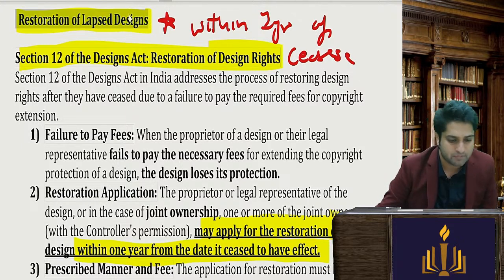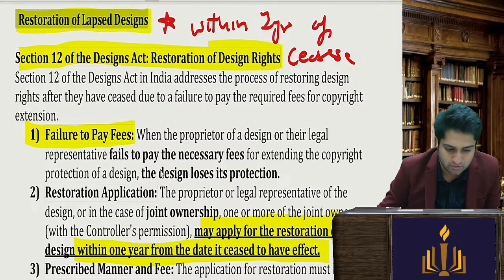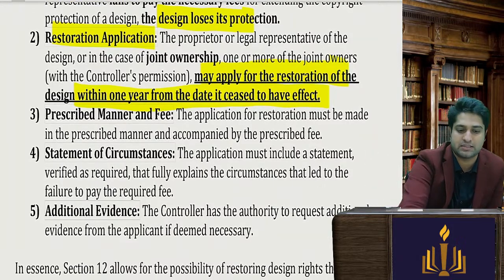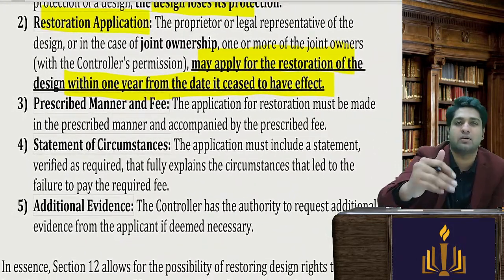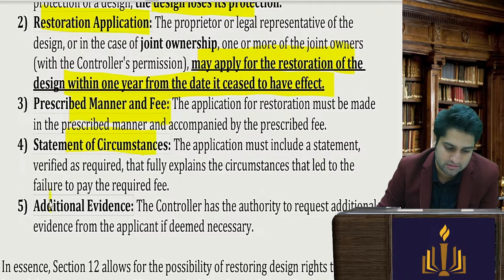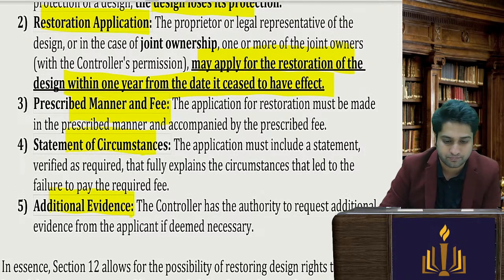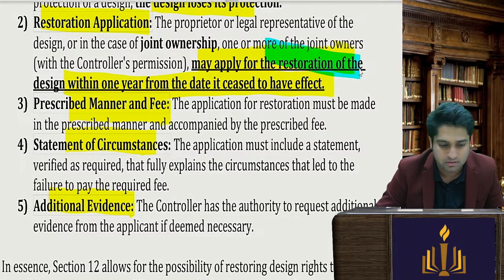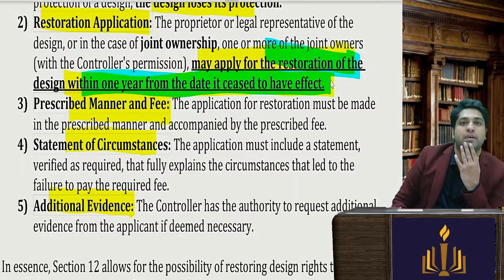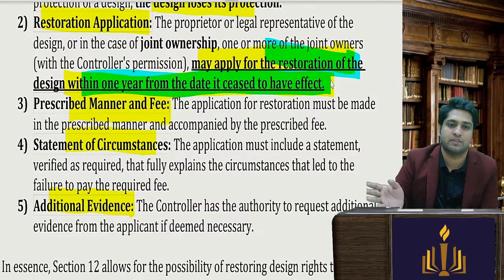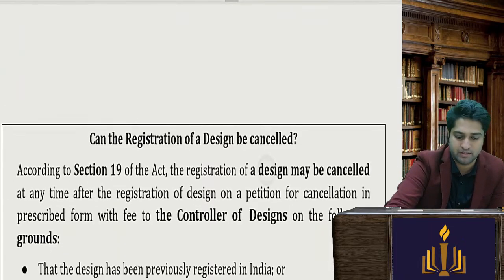Very, very important. So if you have not paid the fees, you will lose the protection. You can apply for restoration. If it is joint ownership, then with the consent of the controller, one or more joint owners can also apply. You'll have to pay the fees, set out the circumstances, and give the evidence why you didn't come within the time limit. You may apply for restoration within 1 year from the date it ceased to have effect. So if the 10 years got expired, a 1 year grace period has been given within which you can make an application. Beyond that, nothing can be done.